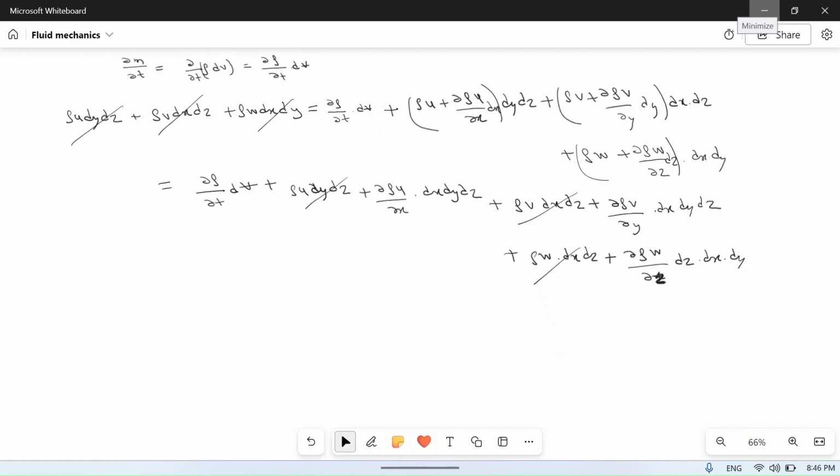Okay, so from here you will get del rho upon del t dV plus del rho u upon del x, and dx dy dz is common everywhere, plus del rho v upon del y plus del rho w upon del z, into dx dy dz, is equal to 0.